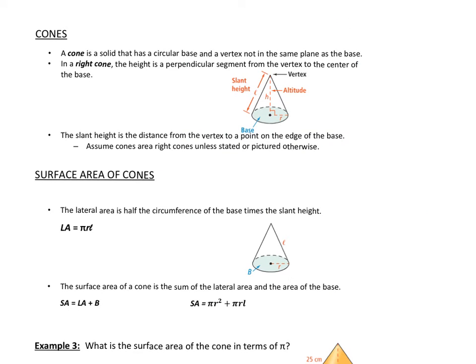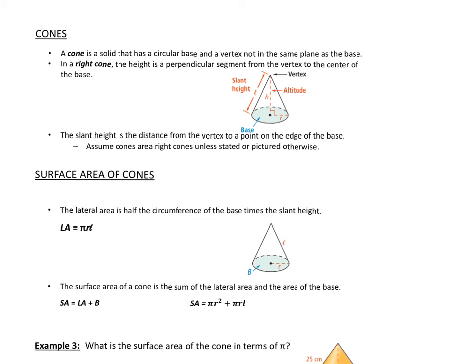Okay, guys, now moving on to cones. Cones are very similar in their structure to pyramids. The only difference is instead of the base being a polygon, the base is a circle. So a cone is a solid that has a circular base and a vertex, not in the same plane. In a right cone, it is straight up and down. In an oblique cone, the vertex is not directly above the center of the circle.